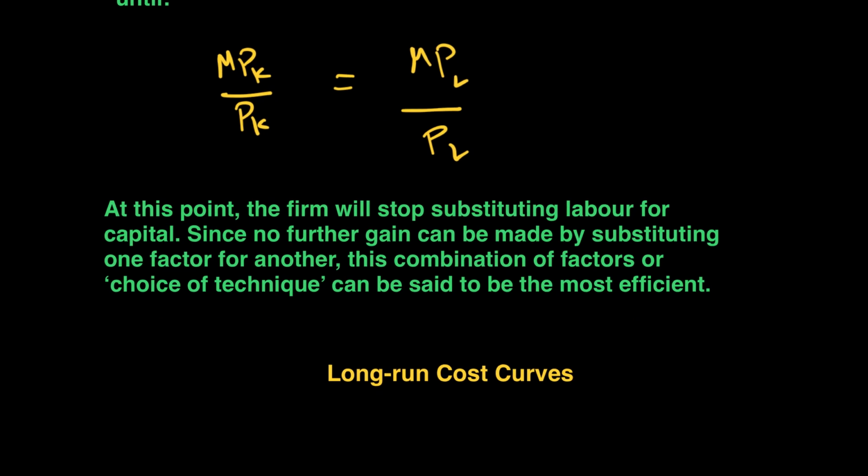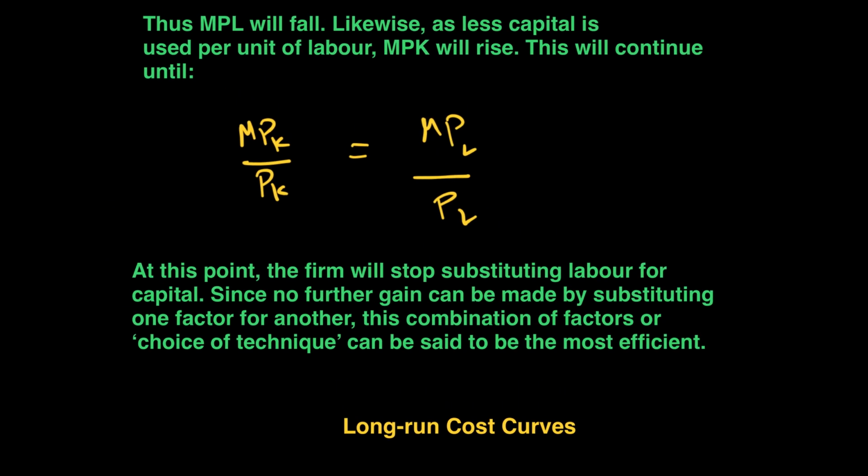And we wrote here that when the equi-marginal principle is met, this is the point the firm will stop substituting labor for capital. Since no further gain can be made by substituting one factor for another, this combination of factor choice is the most efficient. So that's the discussion about the two choices.